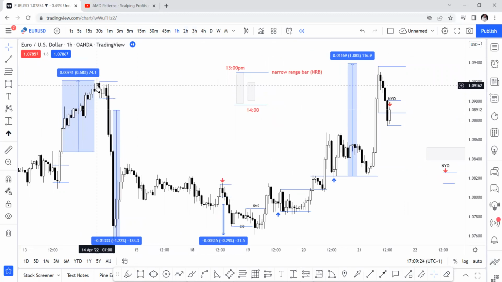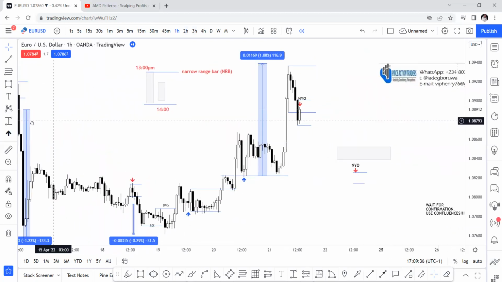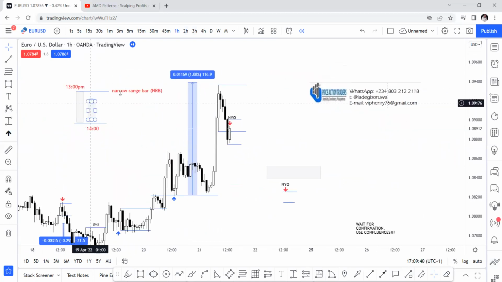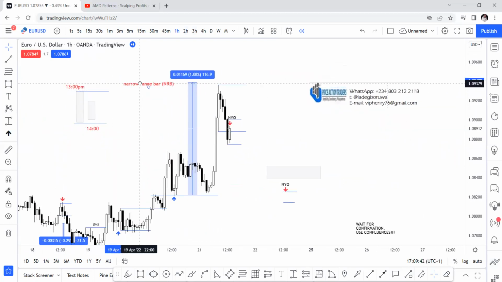This is 9 a.m. We have narrow range bar, then we have a breakout. You can imagine 133 pips from there on Euro USD. So this is the pattern you're looking for. That is the setup. Then you need to confirm.